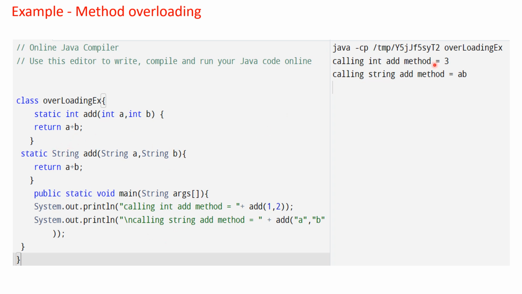So what will it give me? This is a class overloading example. I'm calling the int method addition of 1 comma 2, that is 3, and calling the string add method, ab is nothing but just string concatenation, right? So ab, it has given me the output. This is the example of method overloading.